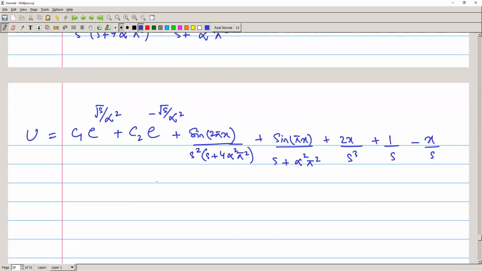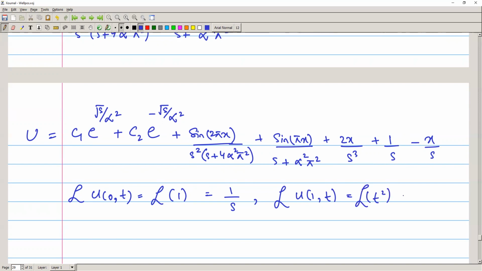Now we will apply the boundary conditions, but first of all, we have to take the transform of the boundary conditions as well. So the Laplace of u of 0 comma t is equal to Laplace of 1, that will be equal to 1 over s, and Laplace of u of 1 comma t is equal to Laplace of t squared, that is equal to 2 over s cubed. Sorry, 2 over s cubed, not t cubed. It's 2 over s cubed, right?